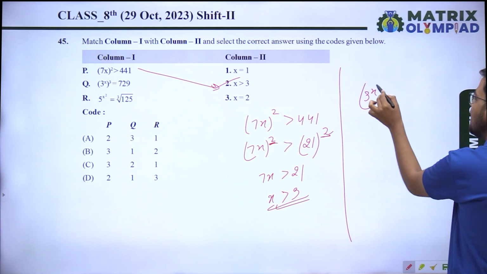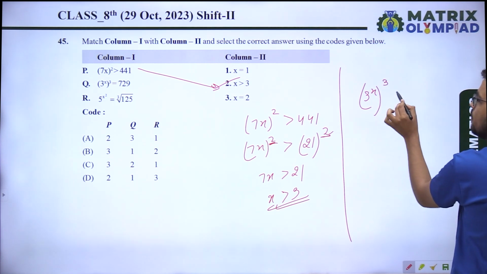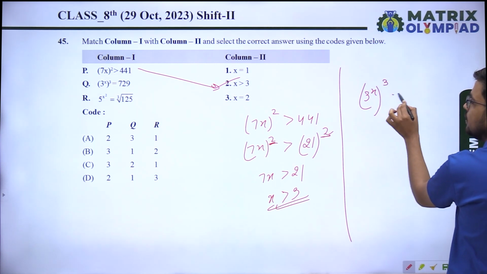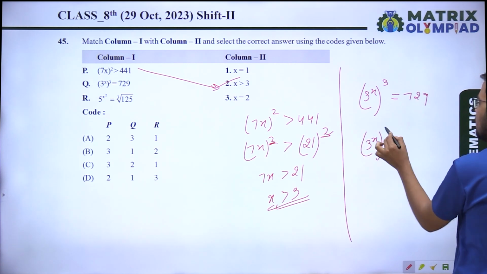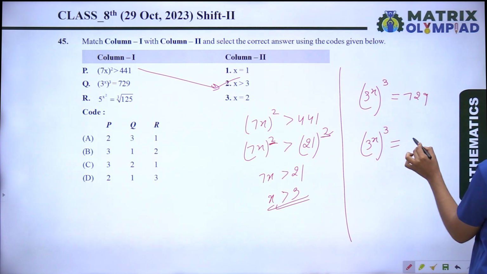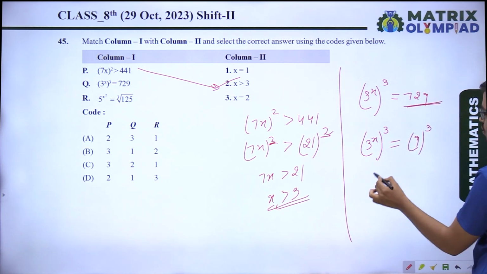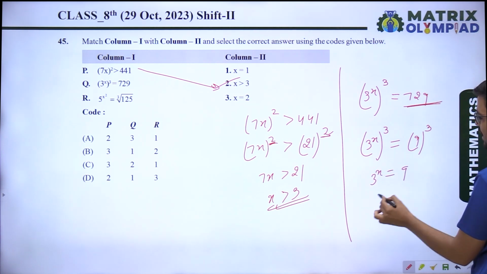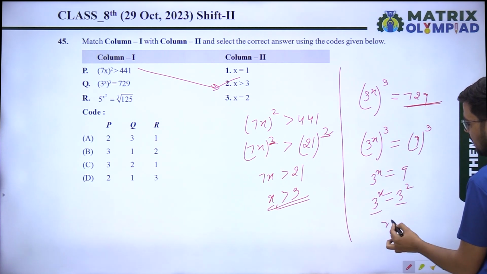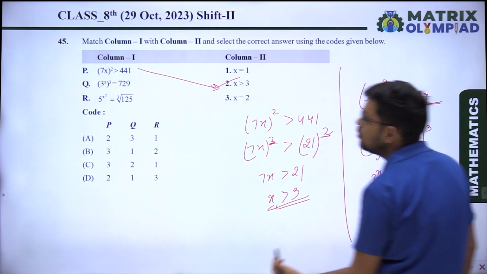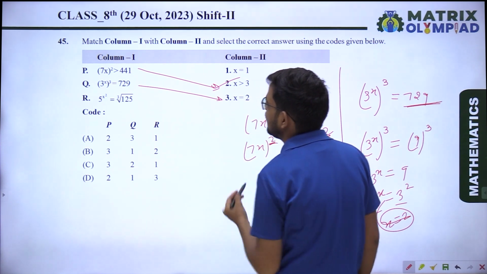3 raised to power x, whole cubed, equals 729. So (3^x)^3 equals 729, which is the cube of 9. So 3 raised to power x equals 9. 3 raised to power x equals 3 raised to power 2. When we compare powers, x equals 2. So x equals 2 is the correct answer.